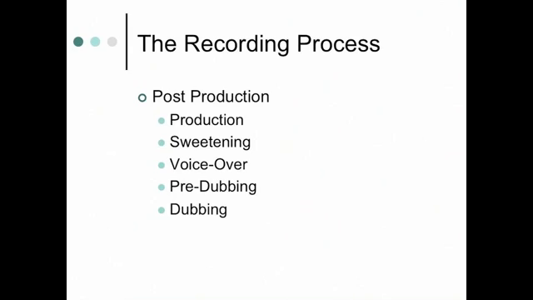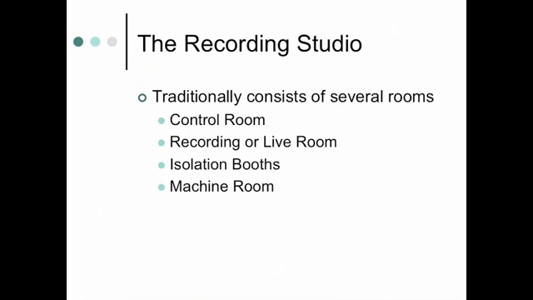So post-production, we discussed this briefly about sweetening voiceovers, pre-dubbing, overdubbing, creating sound for film. Recording studios traditionally consist of several rooms: the control room, the live room or the recording room where the musicians stand, isolation booths where you can isolate sounds and keep them separated from others, which obviously with microphones and electronics you can keep sounds isolated so that you can really have separation. So when you mix at a later time, you're not hampered by sound bleed of other elements.